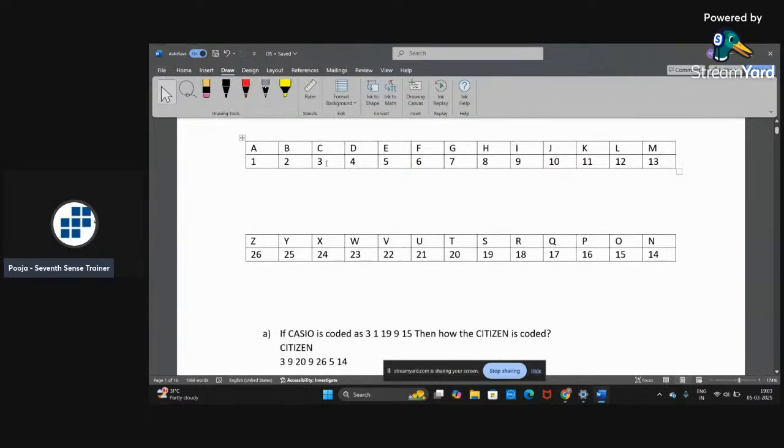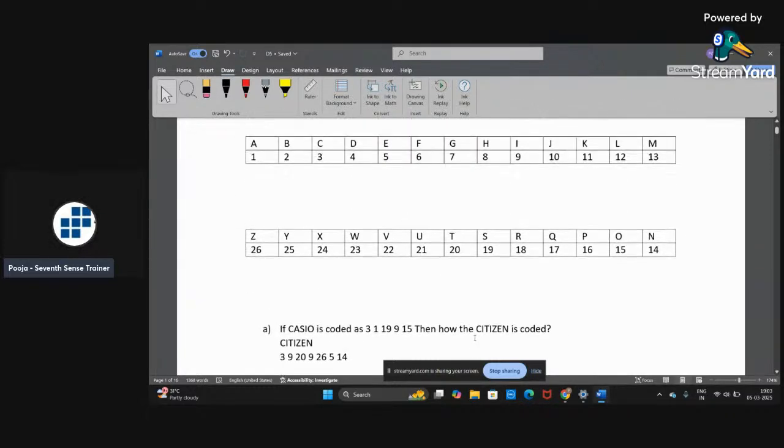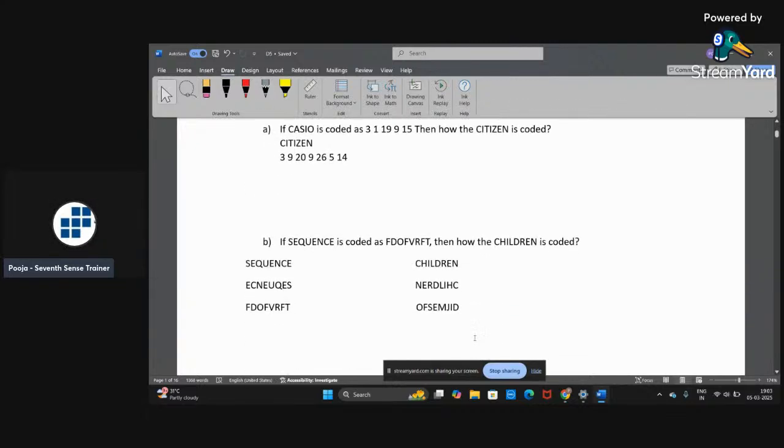In the same way, C is 3, so I have written 3. I is 9, so I have written 9. T is 20, right? Then for I it is 9, for Z it is 26, for E it is 5, for N it is how much? 14. This is how the word citizen is coded. Now let's move on to find the next answer.